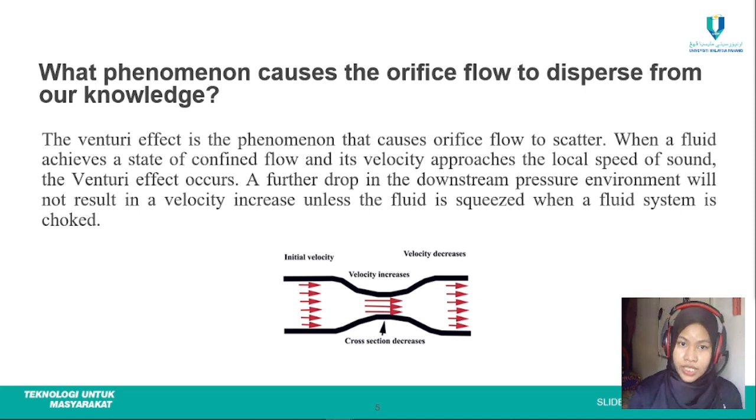A choked fluid system or choked flow is when a flowing fluid at a given pressure and temperature passes through a constriction, such as the throat of a convergent-divergent nozzle as shown in the figure, into a lower pressure environment, and the fluid velocity increases. As you can see here, the initial velocity increases after it passes through the throat.